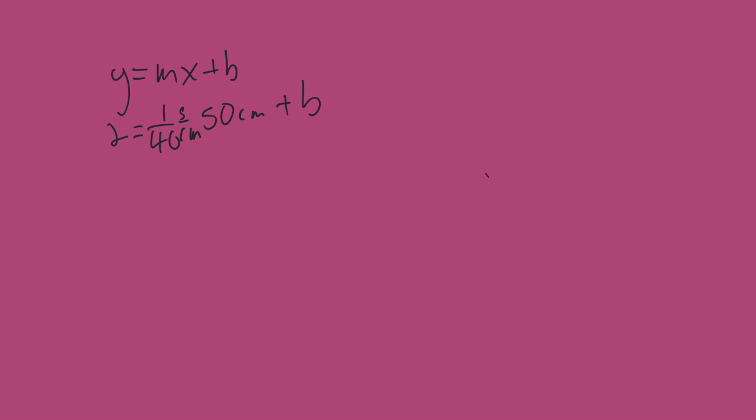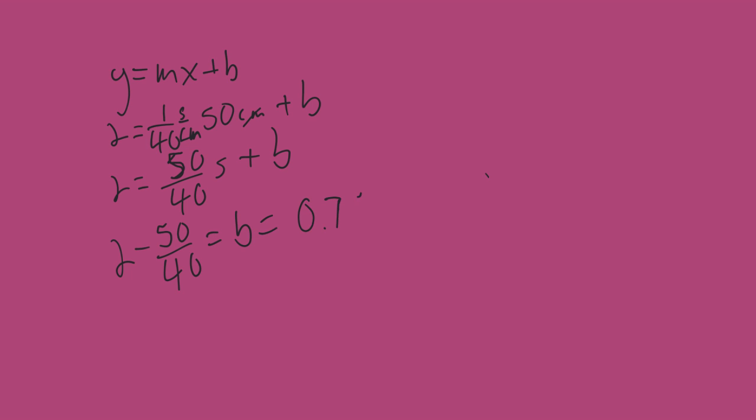Now we're going to have to do a little bit of algebra to get there. The first thing that we're going to do is multiply the 1 over 40 and the 50 together. So we have 2 equals 50 over 40, and notice how we are left with seconds, right? The centimeters cancel. So 50 over 40 seconds equals 2 plus b. And now we can subtract that onto the other side. So it's 2 minus 50 over 40 equals b. Whatever we have left is going to be our y-intercept. Calculating that, that's going to be 0.75 seconds. So this is our y-intercept.